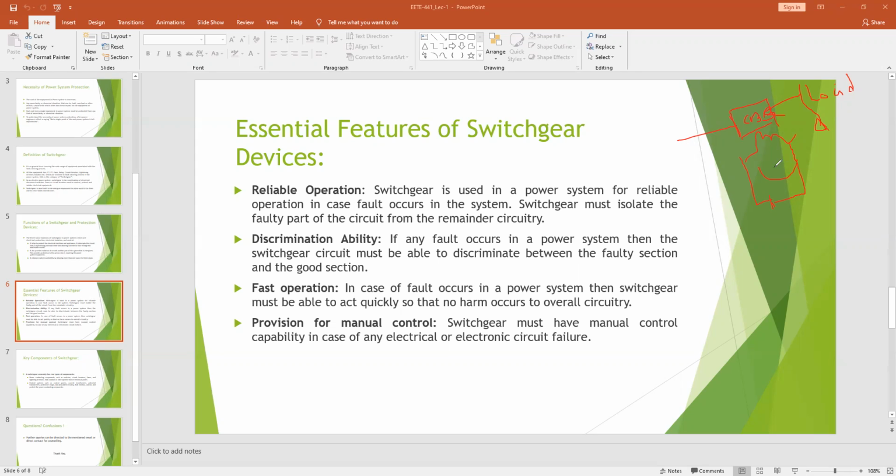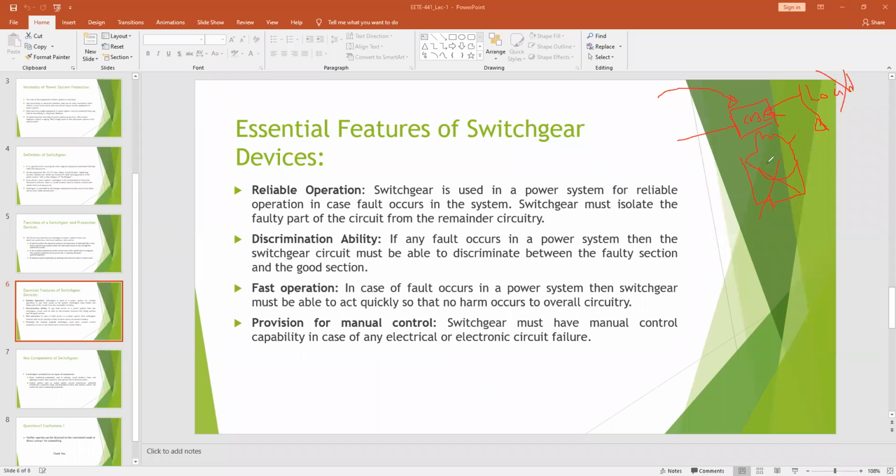Now, for some reason, this electronic circuit is damaged and it is not working properly. So what will happen? Failure of this electronic circuit will result in failing to open the circuit breaker during the faulty section, right? Until you open this circuit breaker, the fault current will continue to flow, and eventually this huge amount of fault current flowing for a longer time will damage your load section. So you also have to have a manual provision over here.